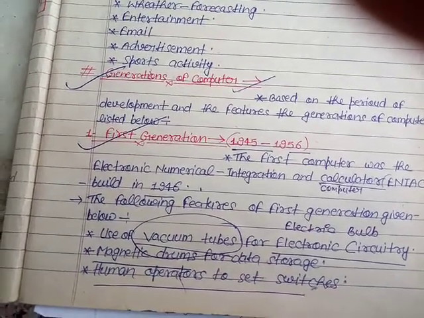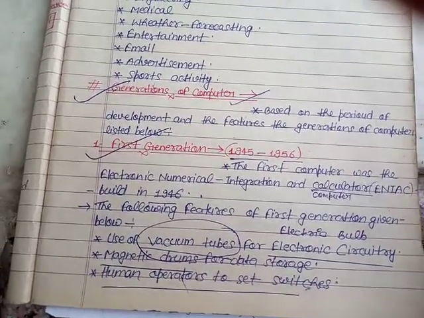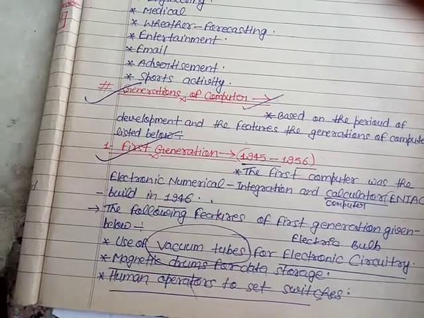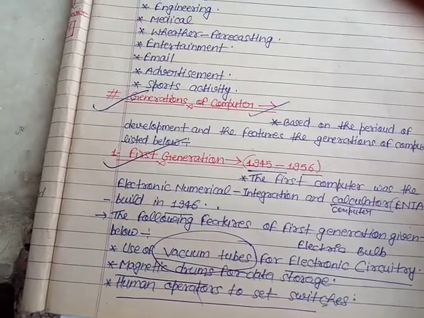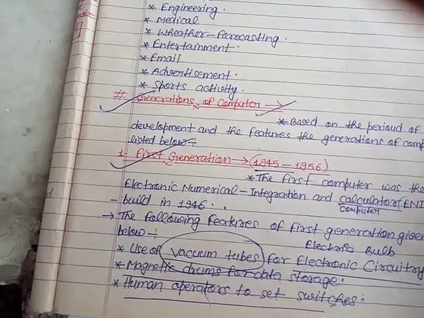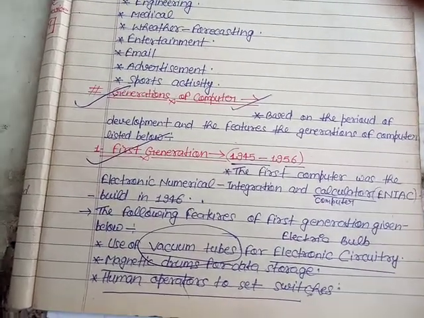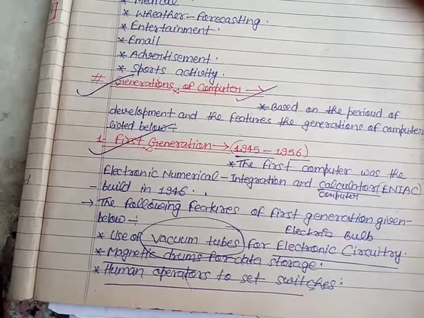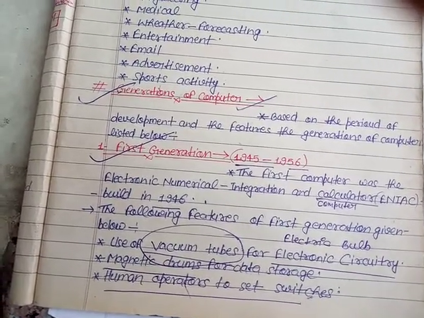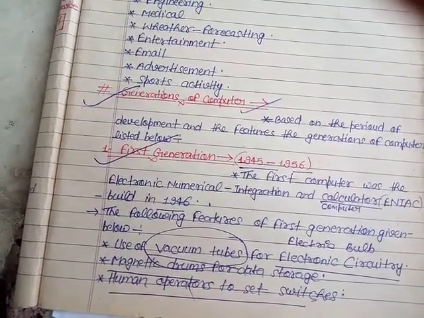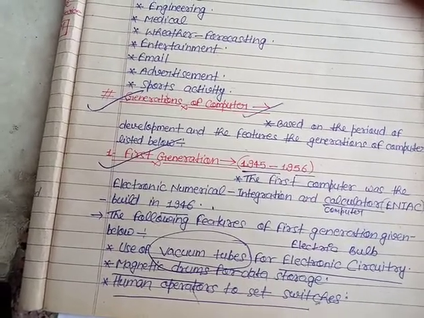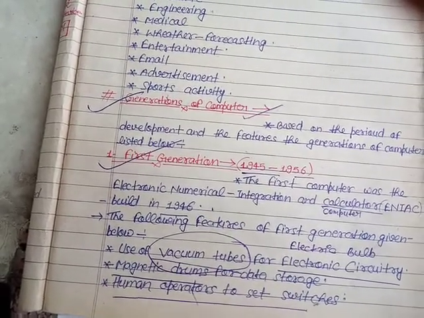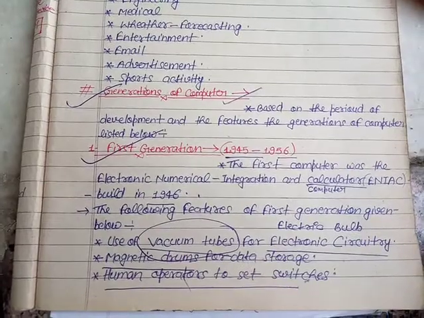In first generation of computer, the first digital computer was built. The first digital computer is known as ENIAC. The full form of ENIAC is Electronic Numerical Integrator and Calculator. ENIAC was built in 1946. This is the main point. In some exams you may be asked, ENIAC was developed in which year?